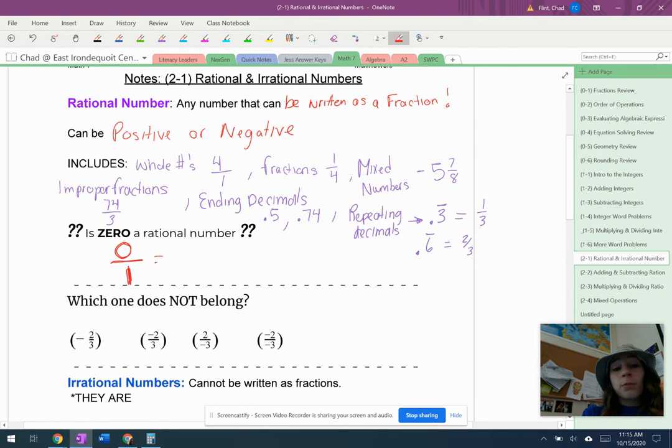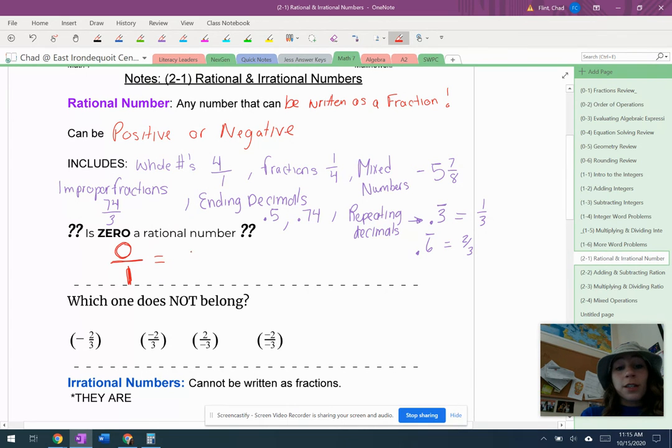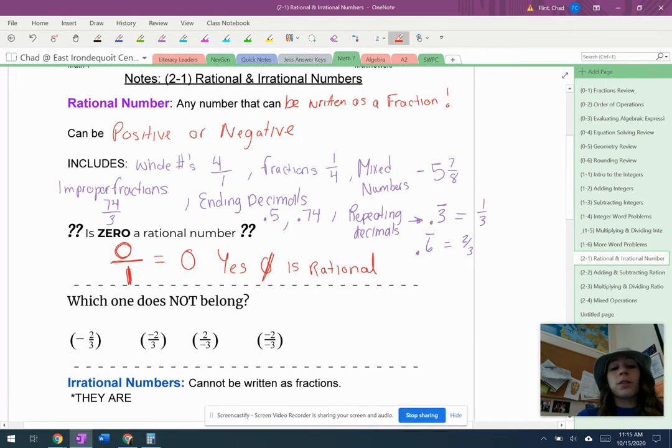And yeah, just like before with my whole number of 4, I can put 4 over 1. 4 divided by 1 is 4. 0 divided by 1 is also 0. 0 divided by 1, 0. Boom. So 0 is a rational number. And just remember, sometimes I write my 0 with the line through it, so we know that we're talking about 0 and not the letter O.